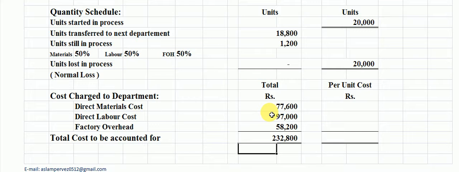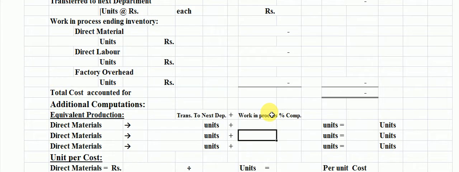Now students, we move to the fourth section to find out the equivalent production. This is the fourth section in which addition and completion occur, like equivalent production. Now students, you know the units transferred to the second department, which are completed, are 18,800. These are the completed units.